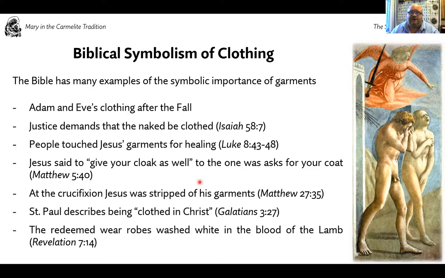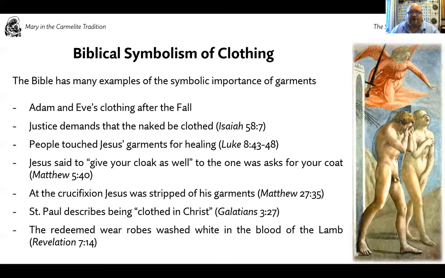And throughout the scriptures, we find the idea of clothing very potent as a metaphor. So justice demands that the naked be clothed. And of course, clothing the naked is one of the things that Jesus demands of us in Matthew 25. People touch Jesus's garments for healing. Jesus said to give your cloak as well to the one who asks for your coat. At the crucifixion, he was stripped of his garments. St. Paul describes being clothed in Christ in his letter to the Galatians. And in the book of Revelation, the redeemed wear robes that have been washed white in the blood of the Lamb.